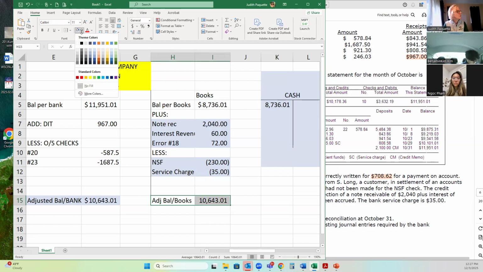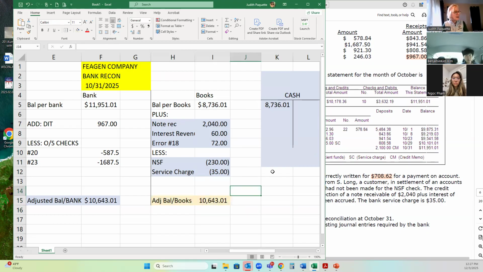Now, what happens if you don't? Don't panic. I give partial credit, but this is do what you know, do as much as you can, and I will give you partial credit. And this is what happens to students. They put things on the wrong side. Know that the bank has deposits in transit. Know that the bank has outstanding checks. That's not part of the books. It's part of the bank. And then the books side, you just look at the bank statement and say, is there something there that's not recorded yet? And then we have to record it. Okay.